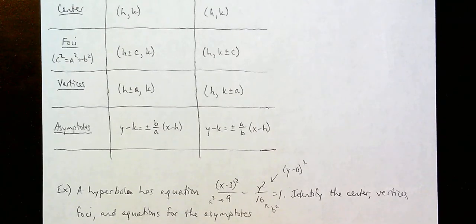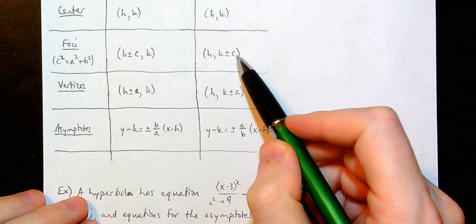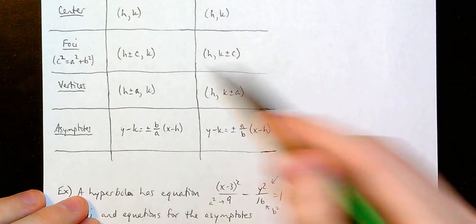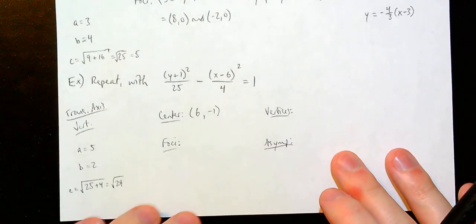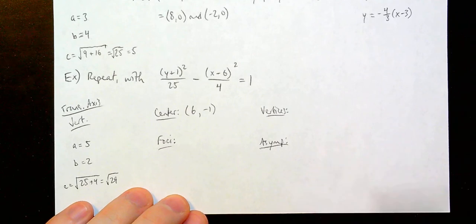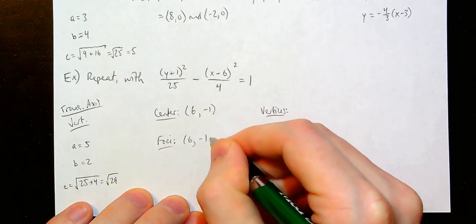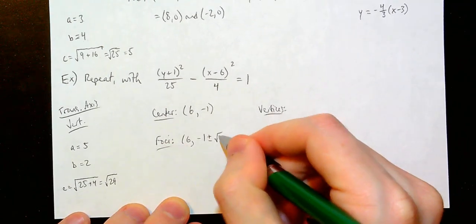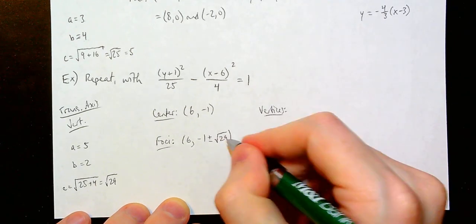The foci, again, it's a vertical transverse axis, so we need to work in this column here. The foci take on the form h, comma, k plus or minus c. So h, 6, comma, negative 1 plus or minus my c value, which in this case is equal to the square root of 29.